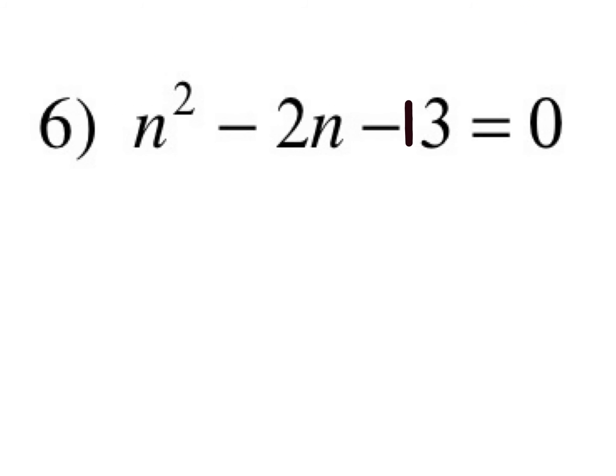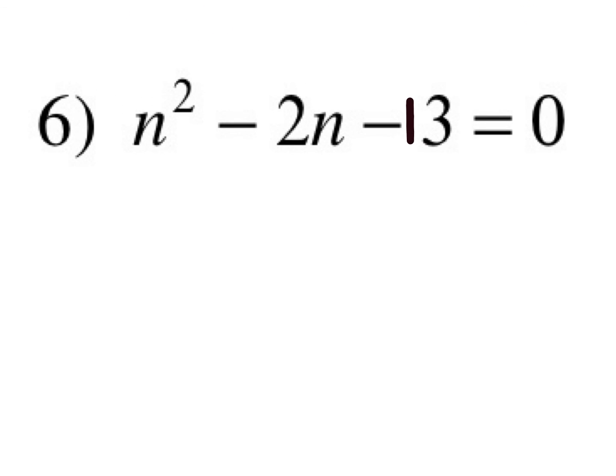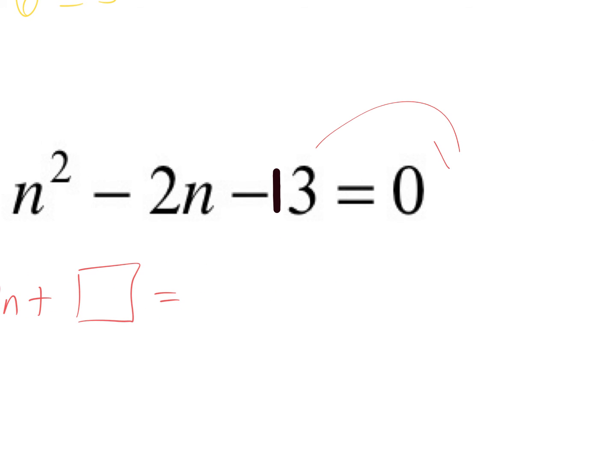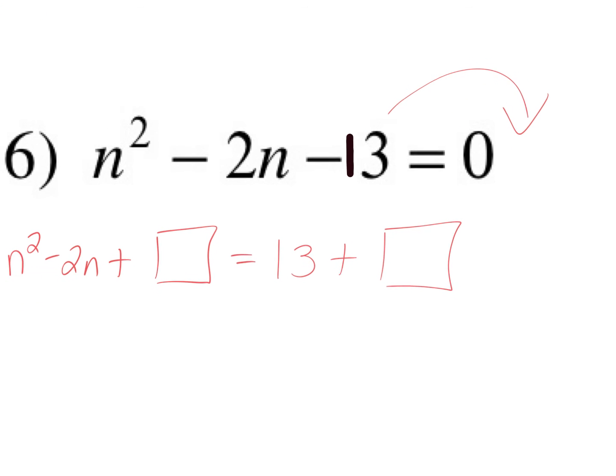So again, check. Are we in standard form? Everything's on the left-hand side. We're set equal to 0. Yes. Is my leading coefficient positive 1? Yes. So here we go. Get your letters together. N squared minus 2n plus square equals, move that negative 13 over. It becomes positive 13 plus square.